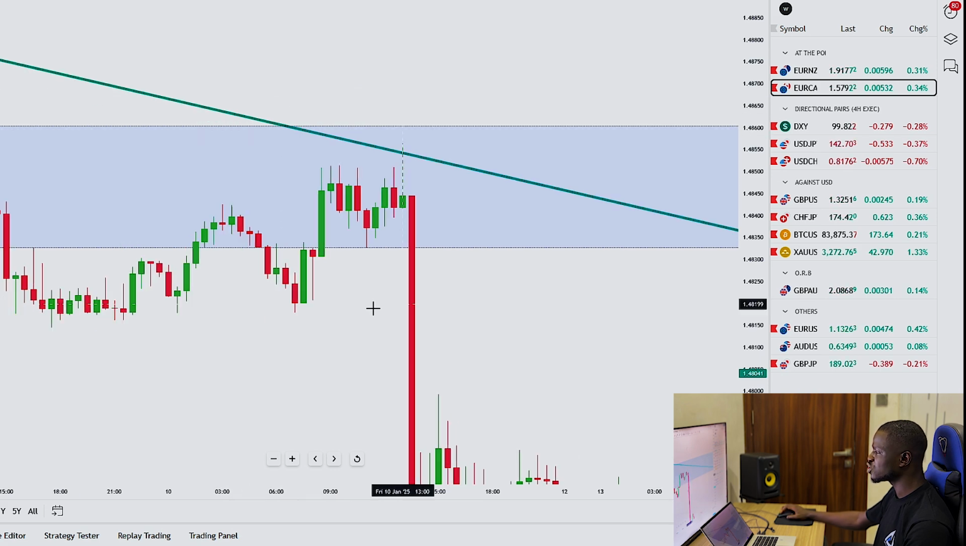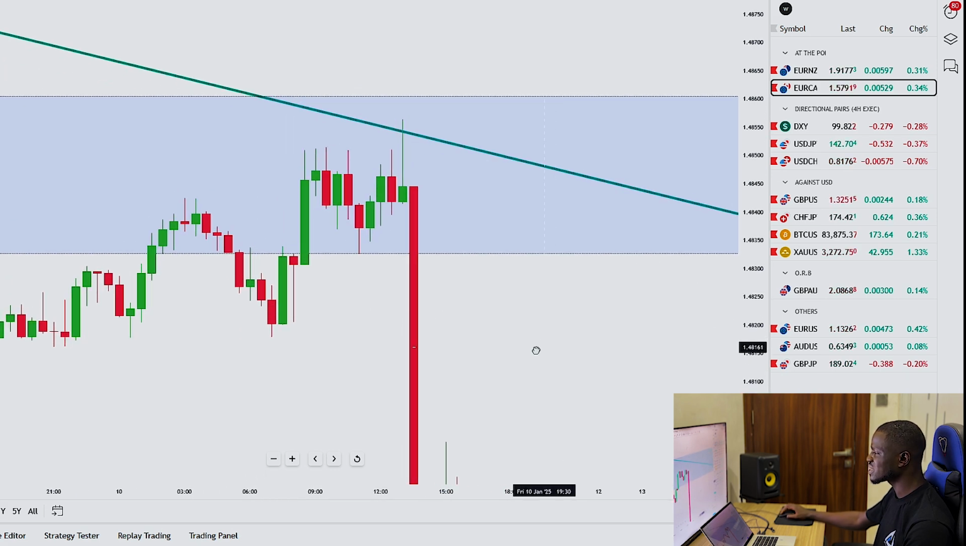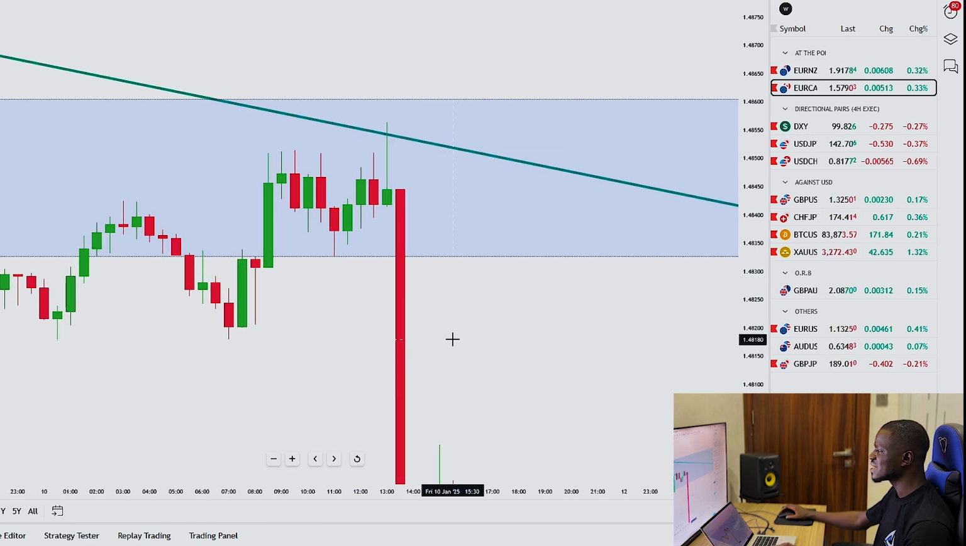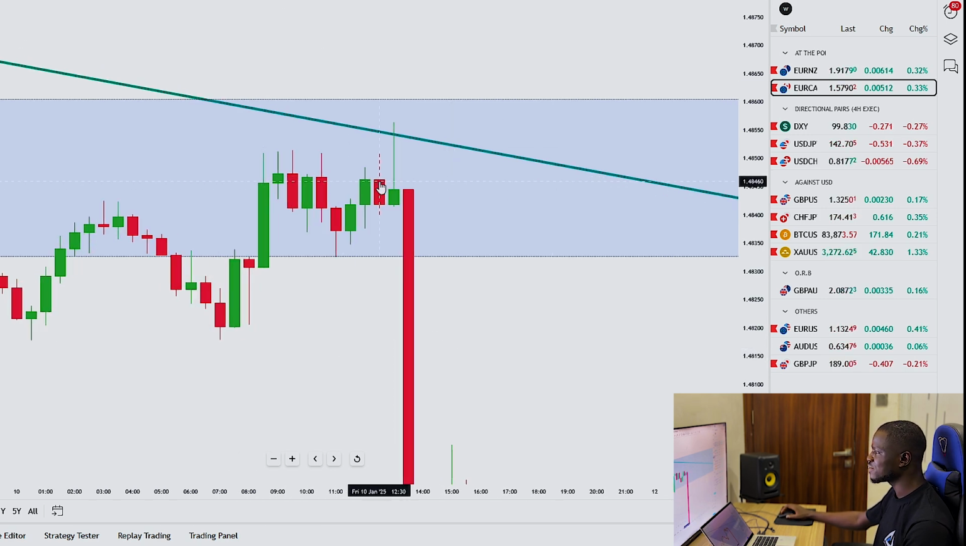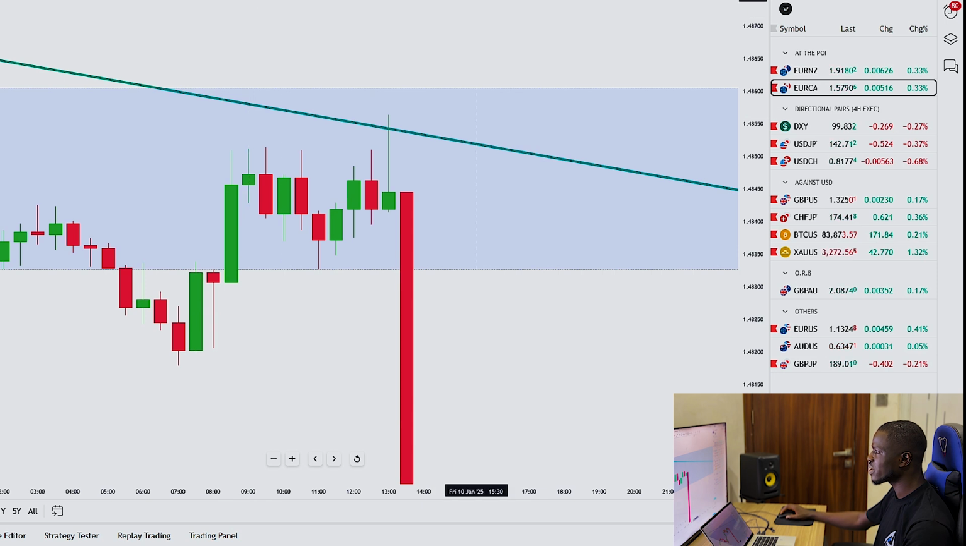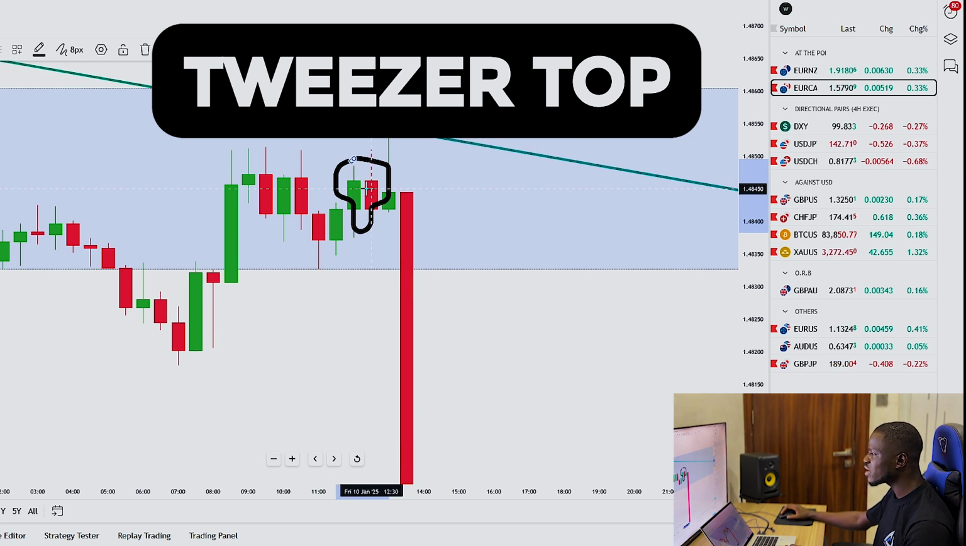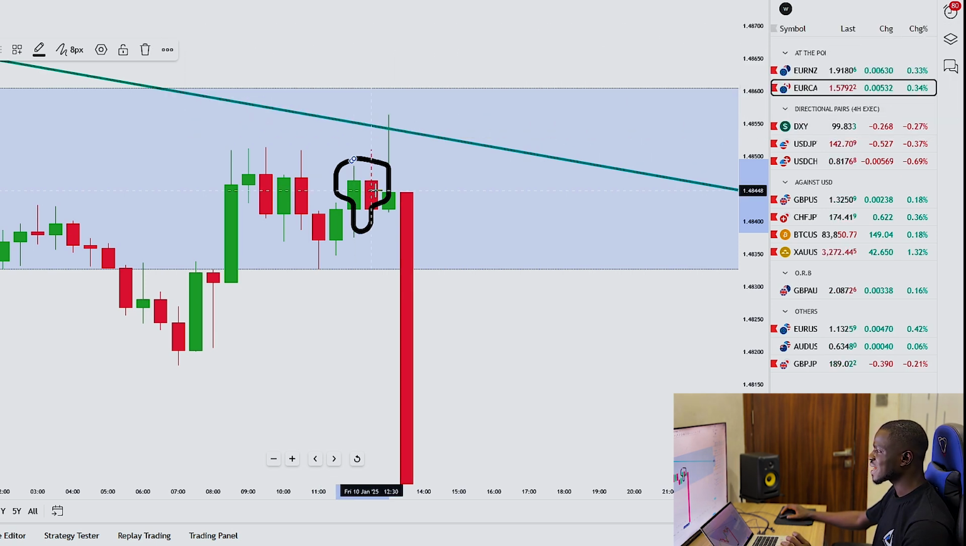So the next thing is to recognize the presence of sellers by watching out for the candlestick that represents sellers in the market. If you look at the formation of this candlestick around this zone here, we have these 2 formations of candlestick. We use the what? Tweezer top. Whenever you spot a tweezer top at a resistance level, it's a sign that sellers are fully involved or fully present in the market.